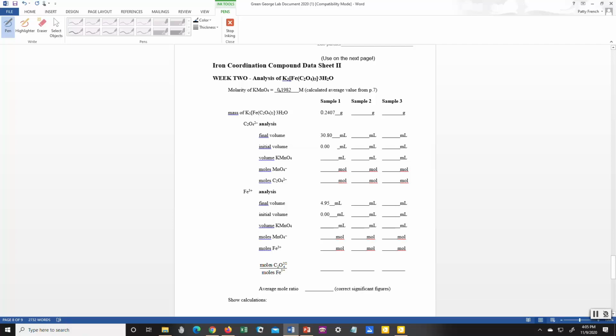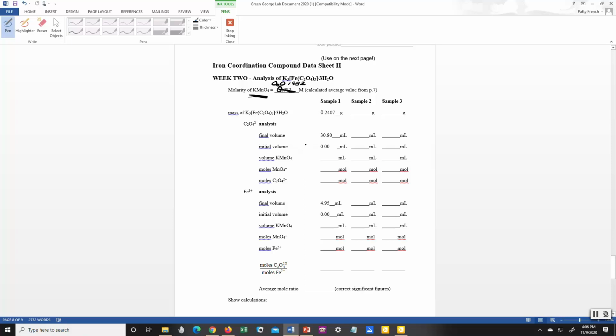So to begin with, we have the molarity, 0.01982 molar, because yours will be different. To begin with, they massed their sample. They got 0.2407 grams. Then they dissolved it in water, added some acid, and started titrating with the potassium permanganate. This is the purple solution.